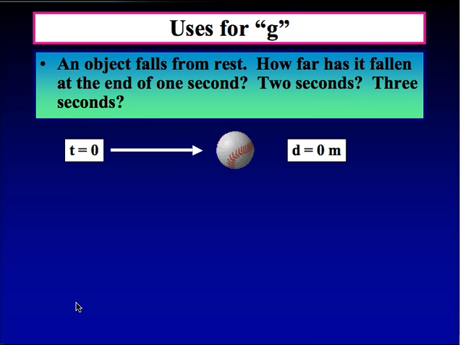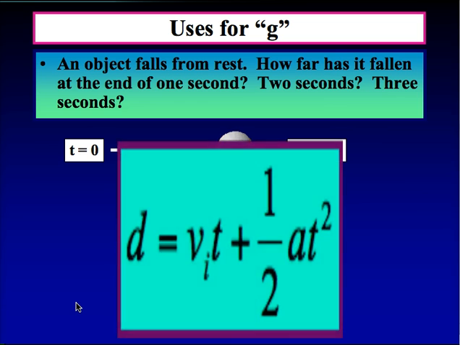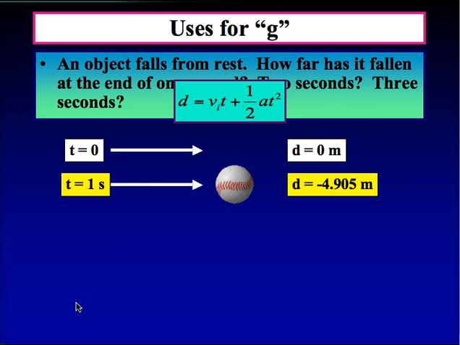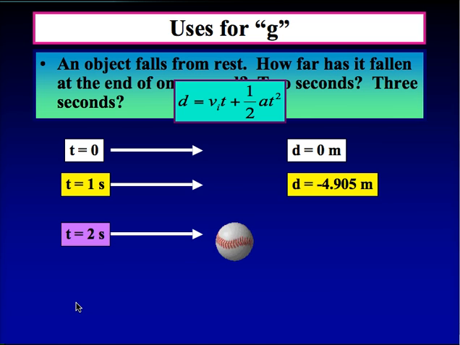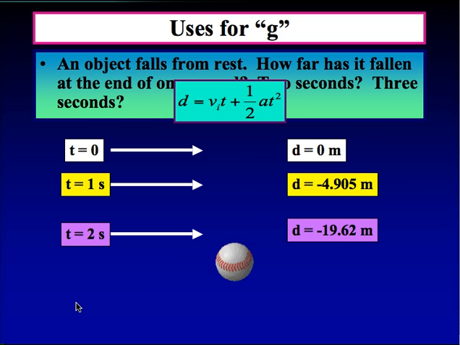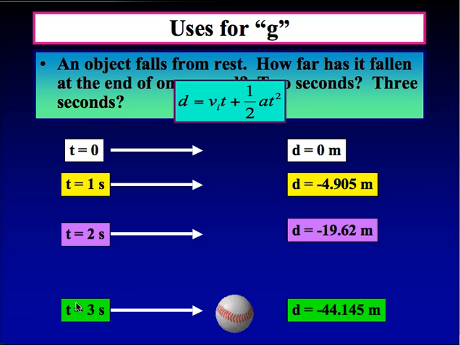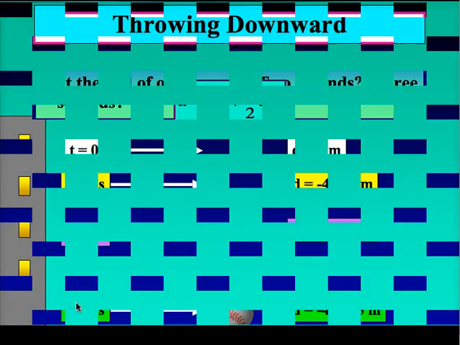As an object falls, how far has it fallen in that time? We can use the displacement equation, or distance equation, Vi t plus 1/2 a t squared, to calculate that. At the end of 1 second, an object's fallen negative 4.09 meters. How about 2 seconds? Yeah, go ahead and practice the calculation. It's negative 19.62 meters. And at the end of 3 seconds, it's fallen a total distance of negative 44.145 meters. Again, the negative numbers just indicate the direction, the convention that towards the Earth is negative.